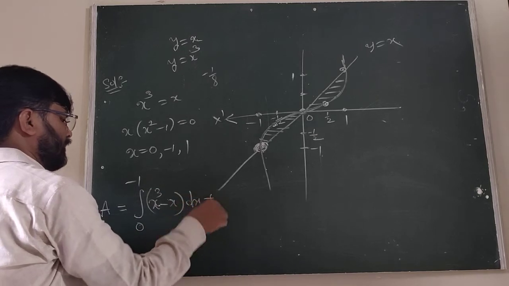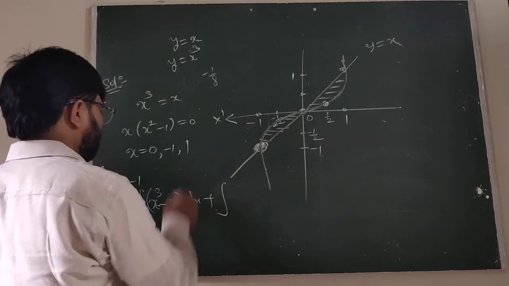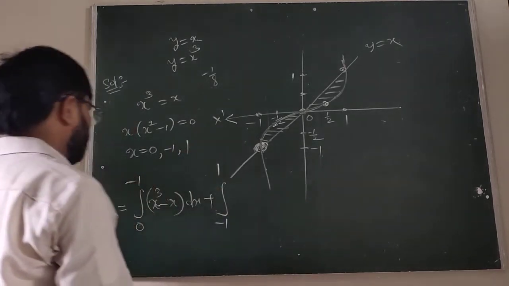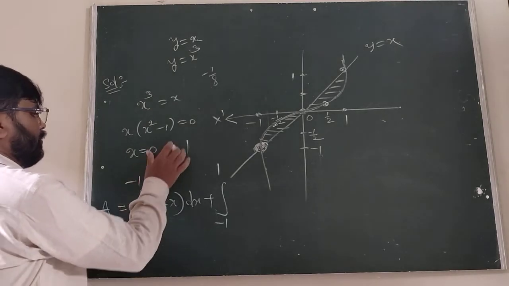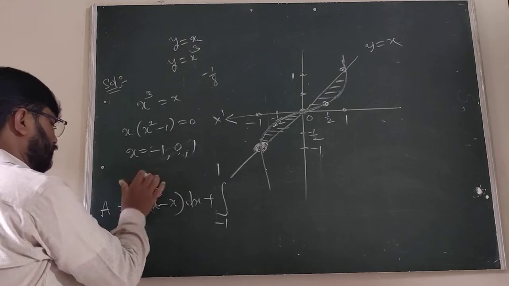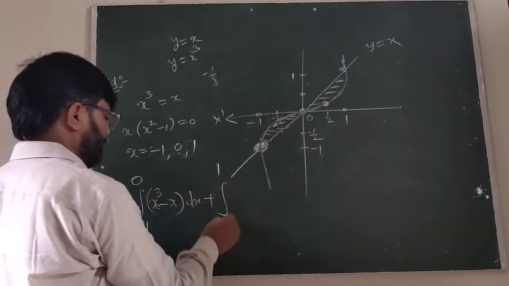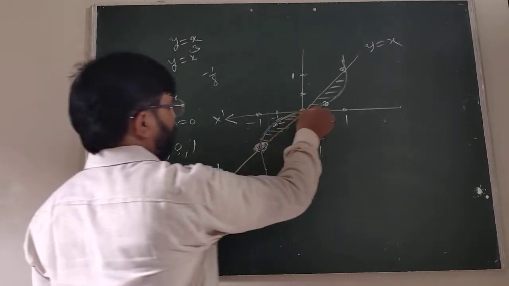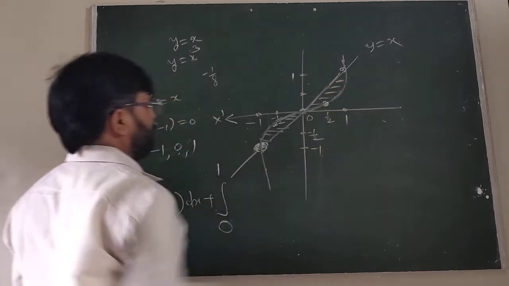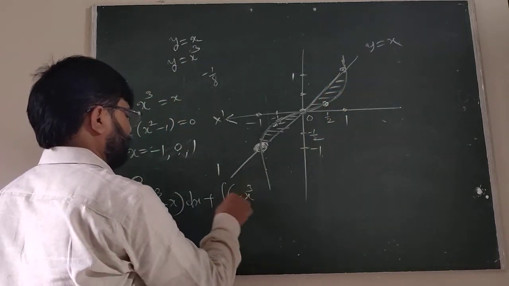Now we have the limits from -1 to 1. First you can take -1, 0, 1. First write -1 to 0, then write 0 to 1. Between 0 and 1, the upper curve is the line and the lower curve is the cubic function. That is (x minus x cubed) dx.